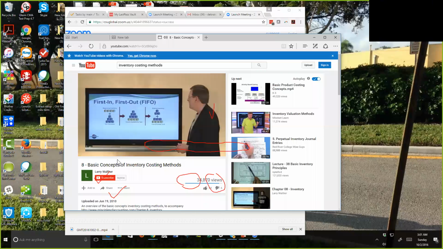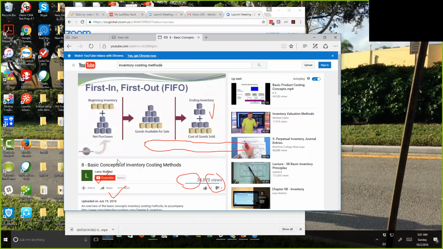To recap briefly then, with first in, first out, we have our beginning inventory in gold and our purchases in blue here. Together, that comprises our goods available for sale. Under first in, first out, our cost of goods sold includes those gold units from beginning inventory as well as some of the purchases. What's in ending inventory was from the very last purchases during the period. LIFO is just the opposite.